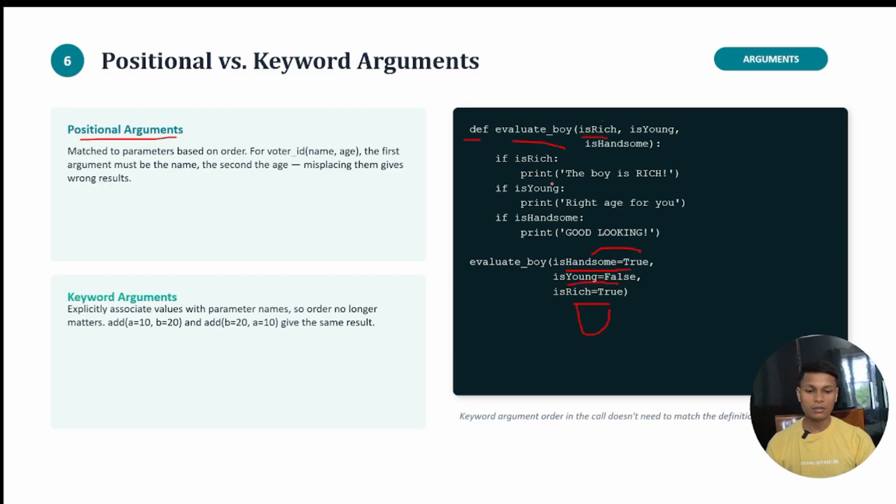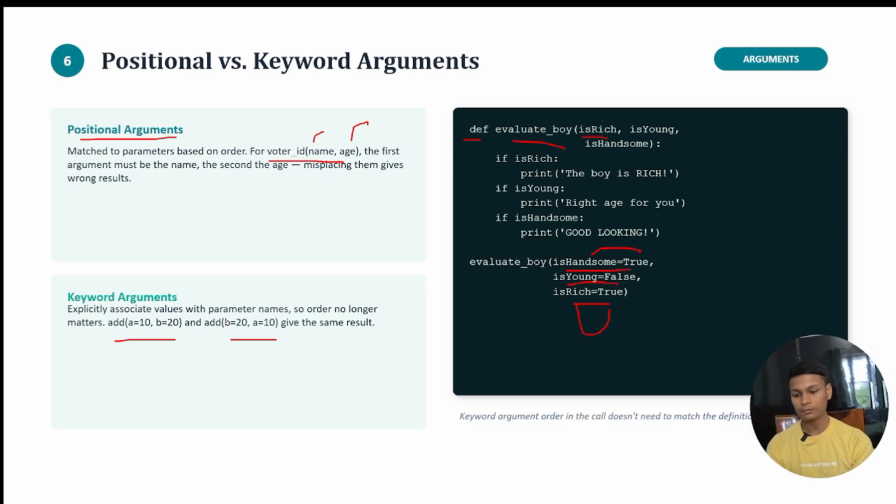And keyword argument means that we pass the values by name, like a equal to 10 and b equal to 20, or b equal to 20 and a equal to 10. If we pass the values of a and b like this, it is a keyword argument. If we go with only position, like here you can see vote id, name, age, the first value we pass is for name, and the second value we pass is for age.